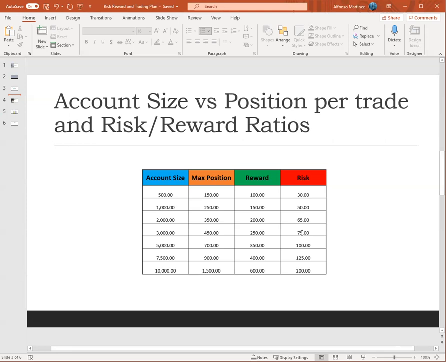My EMAs are the same for the 3 time frames: 4, 8, 13, and 50. The 10-minute, the hourly, and the daily have the same EMAs.